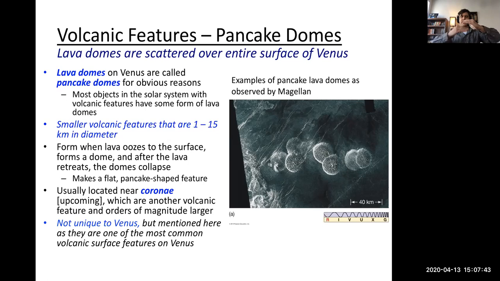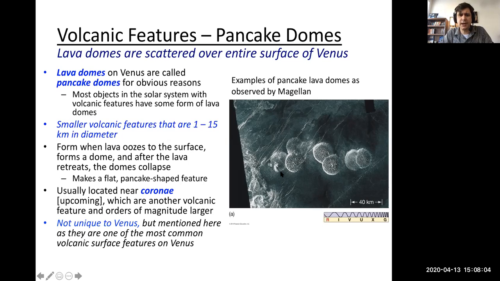And then after the magma in the chamber retreats, you have a bunch of empty space right there, and gravity causes it to collapse down, forming this sort of flat topped round feature, which when looking in the radar, you can see all the fractures look like pancakes on Venus. So here we have our pancake domes.